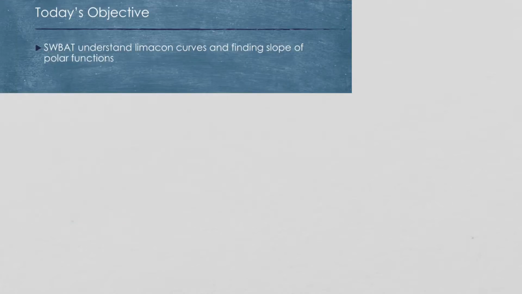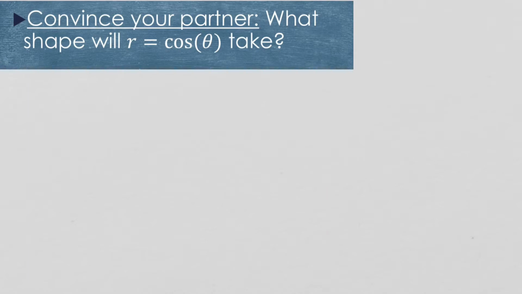Okay, for today's objective, we're going to be learning how to sketch a different type of polar graph called a Limacon curve. And then we're going to be starting just a little bit of finding slope of polar functions. Okay, so let's review again about this one. r equals cosine theta. What kind of polar graph is this going to look like?